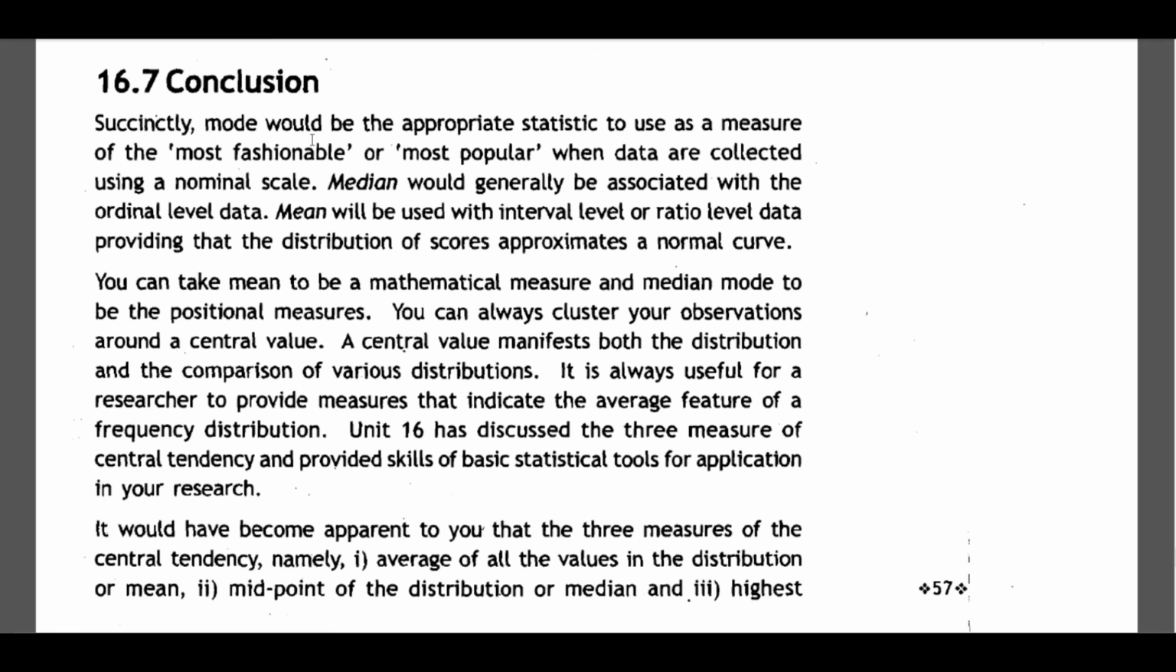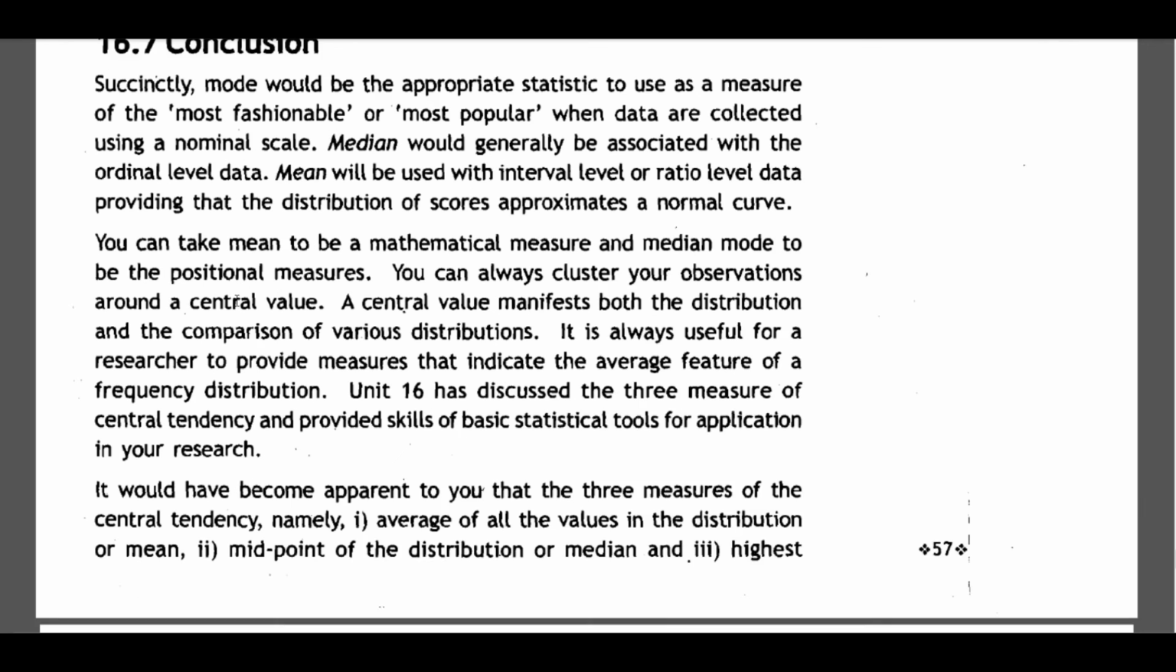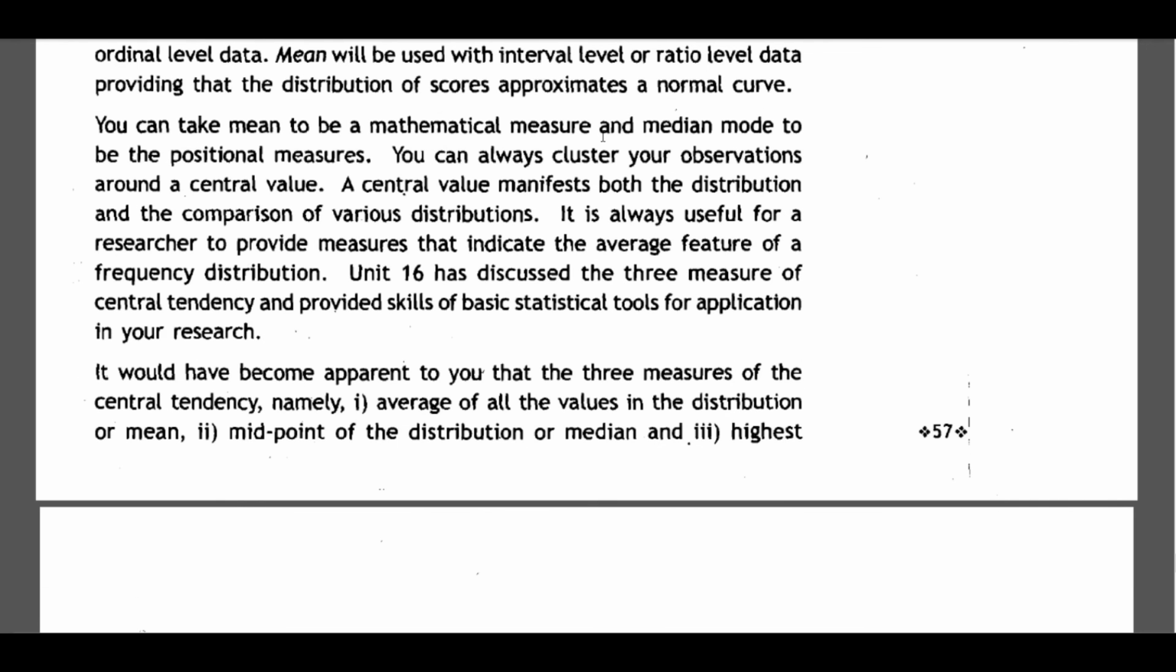Succinctly, mode would be the appropriate statistic to use as a measure of the most fashionable or most popular when data are collected using a nominal scale. Median would generally be associated with ordinal level data. Mean will be used with interval level or ratio level data, providing that the distribution of scores approximates a normal curve. You can take the mean to be a mathematical measure and the median and mode to be positional measures. You can always cluster your observations around a central value.